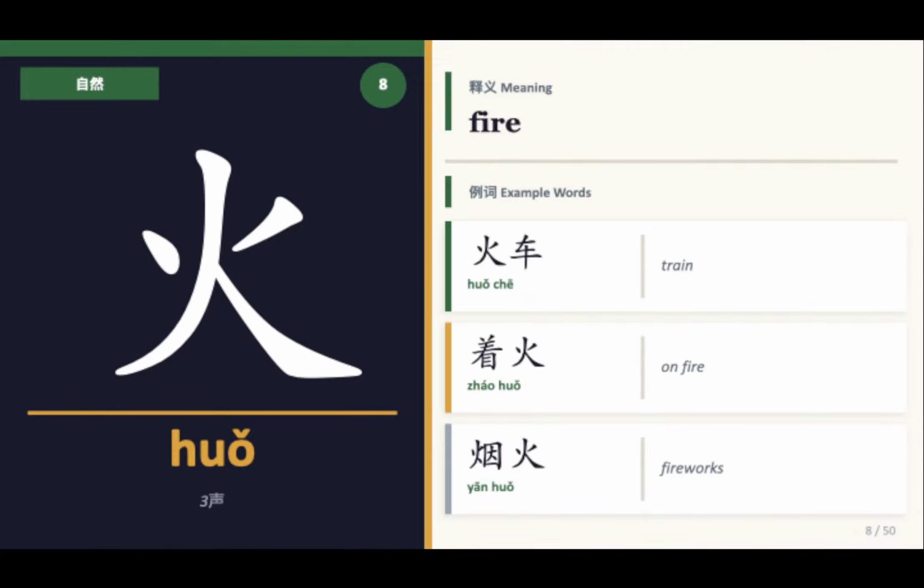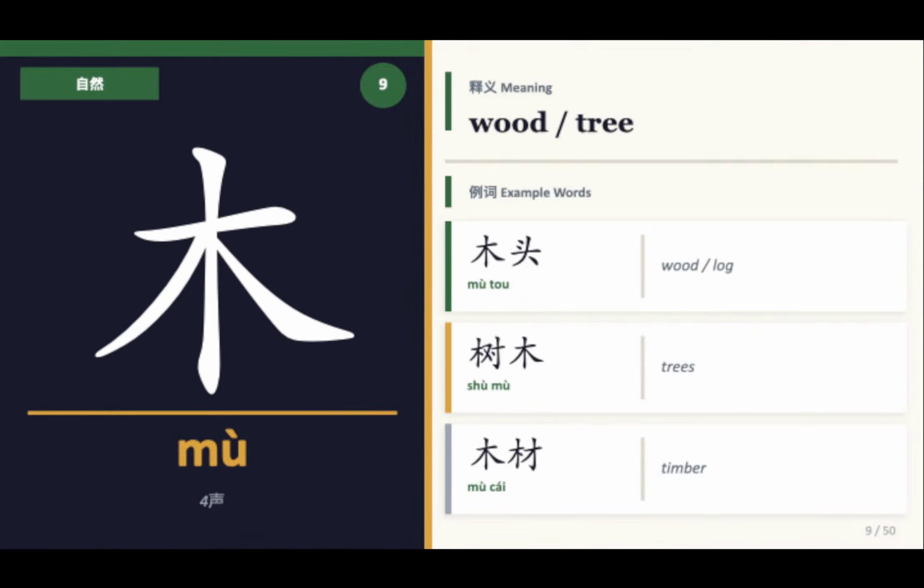And we have the next one, 木. 木, that is the wood or tree. And we have 木头. 木头 is the wood or log. And 树木. 树木 is trees in general. 木材. 木材, 材 is material. So wooden material, which means timber.